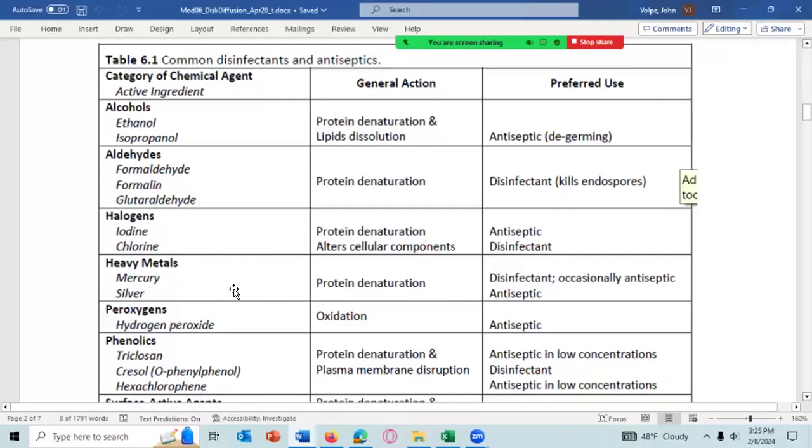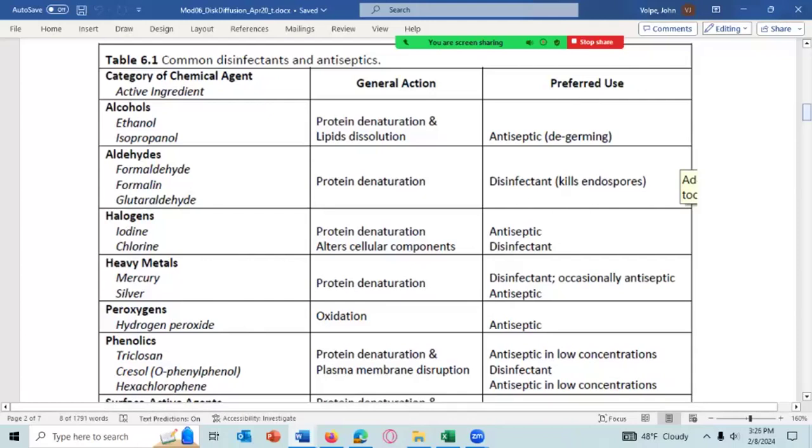For many years, they were not using heavy metals because heavy metals are toxic. You do not want to get heavy metals internally, meaning consume them, because they are toxic. And there were better agents, like antibiotics, but because of the development of drug resistance, heavy metals use has come back. Peroxygens I've already talked about.